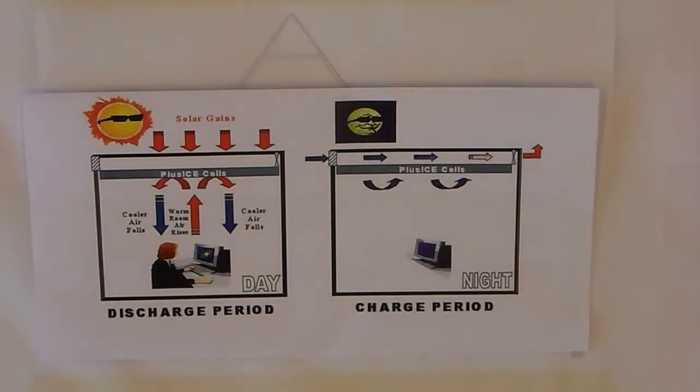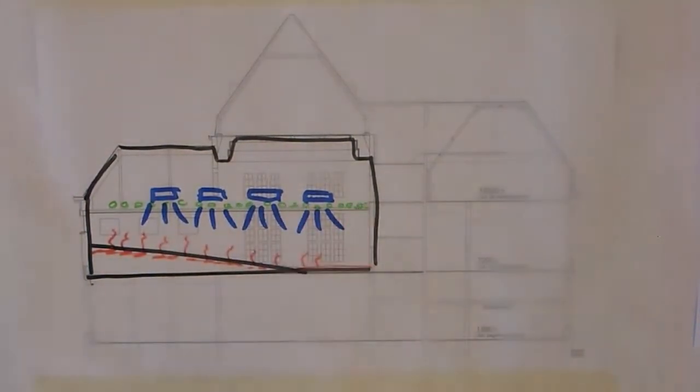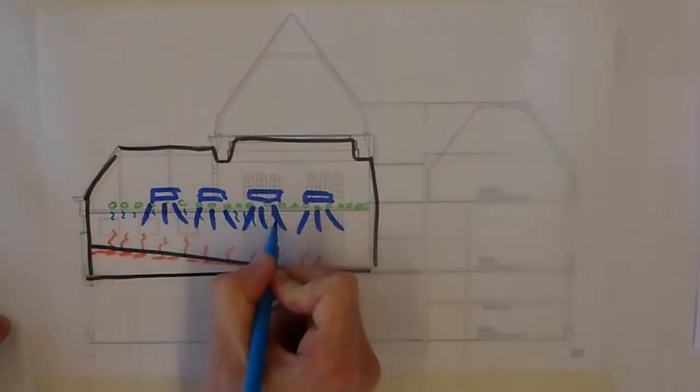These materials can absorb and store large amounts of heat. When room temperature drops, the heat is released again. We place them just above the ceiling to assist in additional cooling.